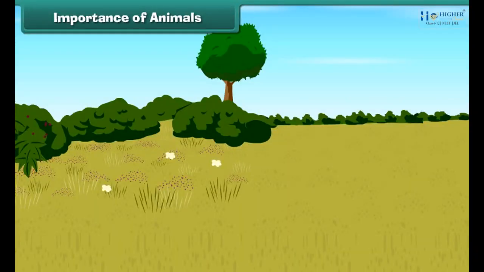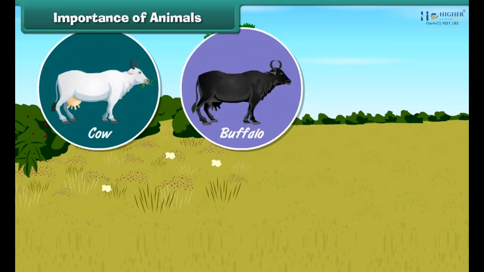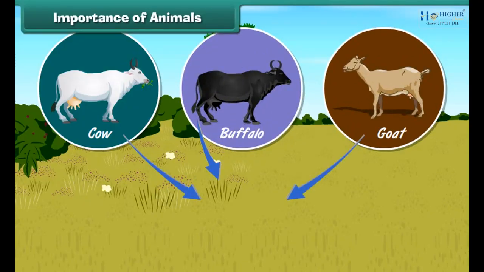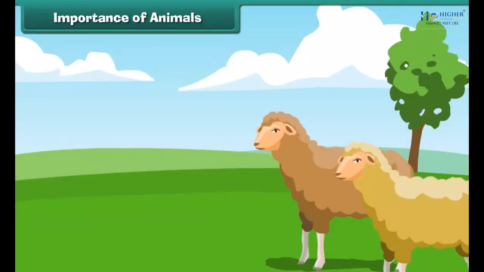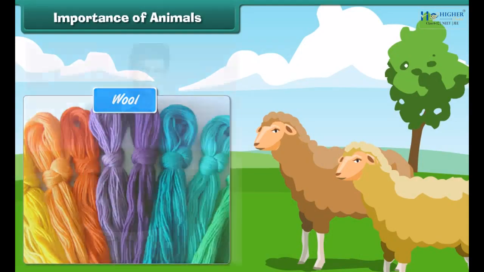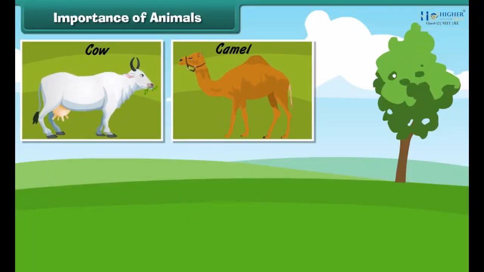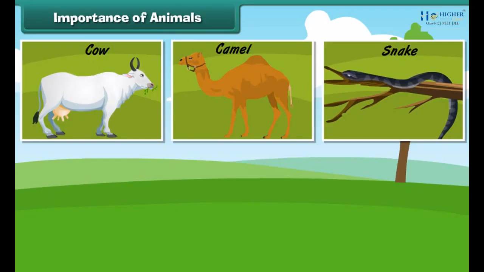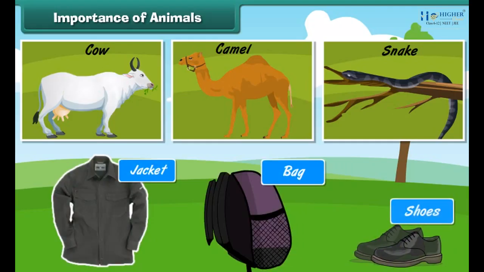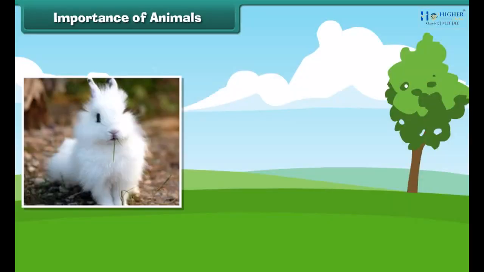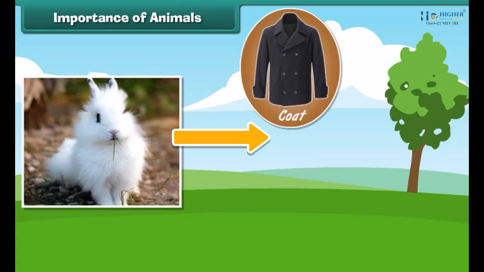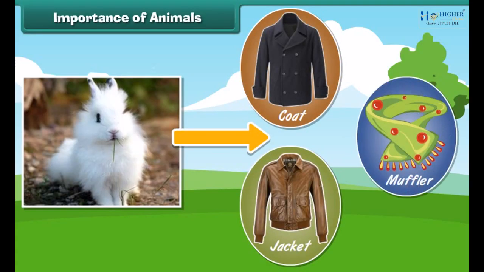Importance of animals. Animals help us in many ways. Cows, buffaloes, and goats give us milk. Sheep give us wool that keeps us warm in winters. Cows, camels, snakes, etc. give us leather for jackets, bags, and shoes. Some animals give us fur for coats, jackets, and mufflers.